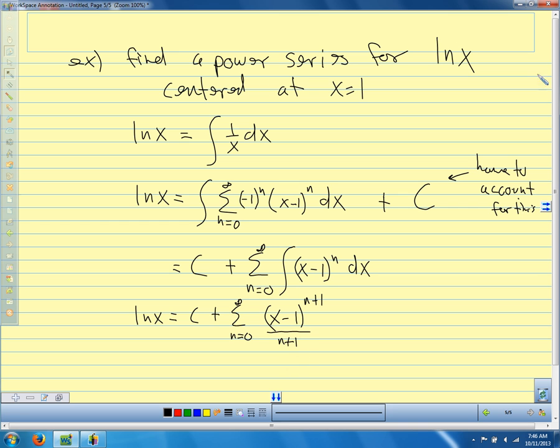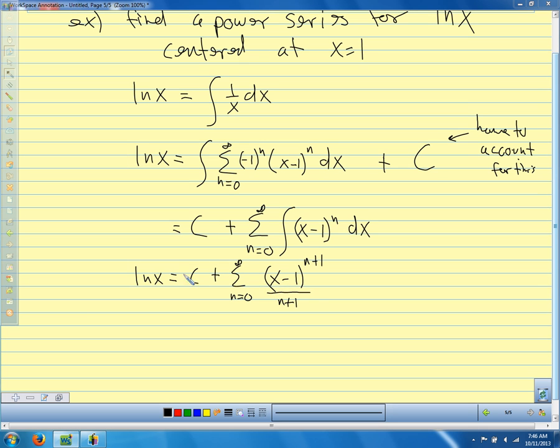So there's my power series for natural log of x centered at 1. But I need to account for this constant. So I'm going to say when x equals 1, this sum is going to be what? 0. And the natural log of 1 is, we know, 0. So we have c equals 0. So we plug in x equals 1. We know the natural log of 1 is 0, so c equals 0 in this case. So this constant turned out to be 0.